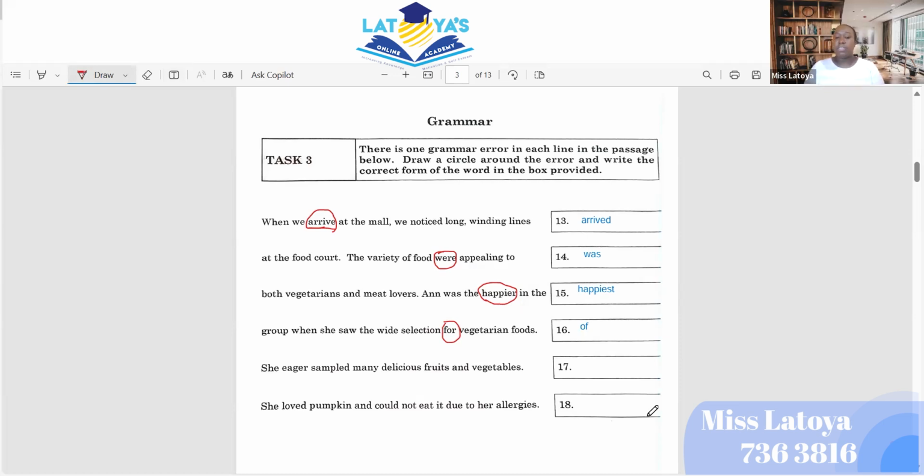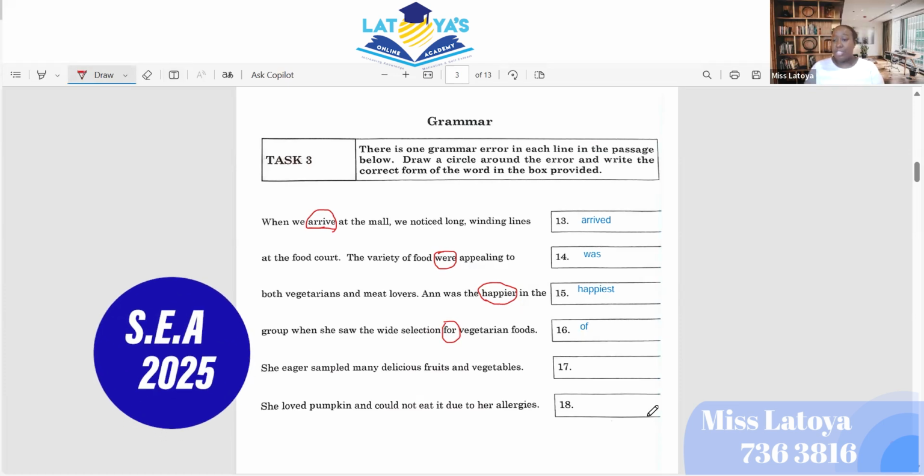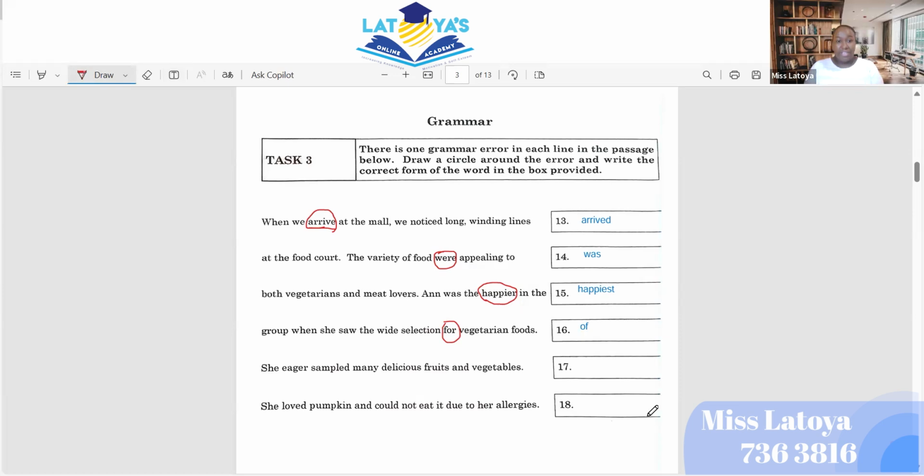She eager sampled many delicious fruits and vegetables. It should be the adverb eagerly. She eagerly sampled many fruits. So let's circle eager, and it should be eagerly. Let's read it with the corrections. She eagerly sampled many delicious fruits and vegetables.